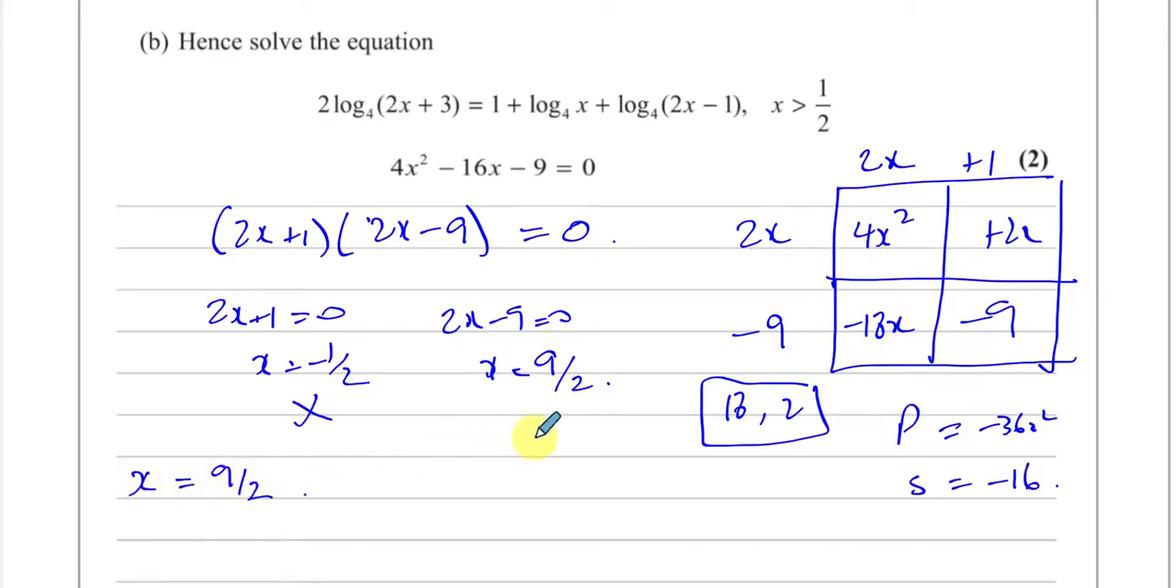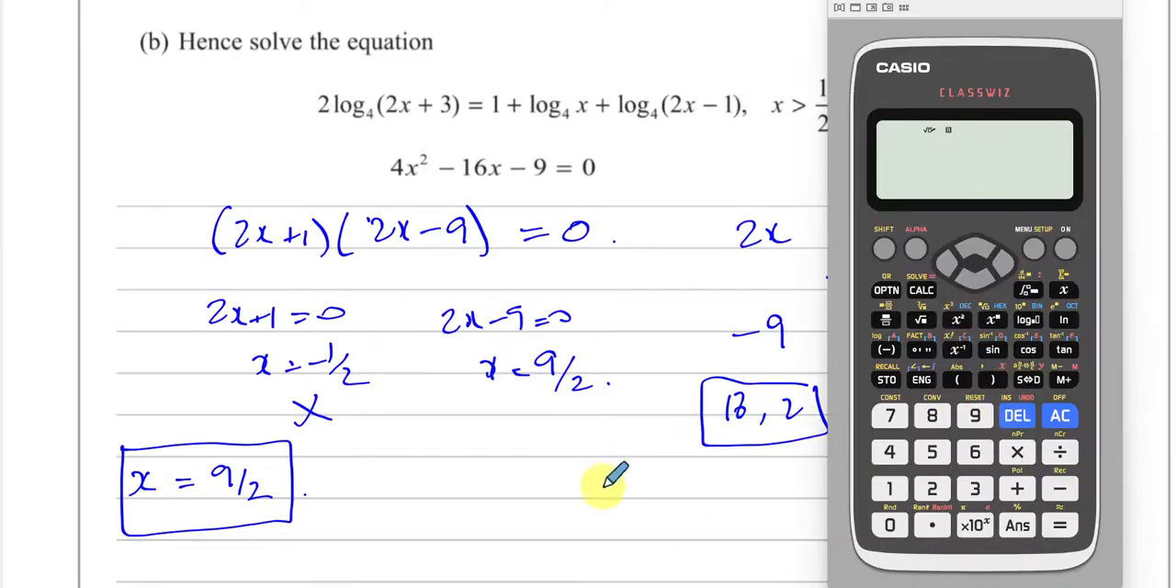So that is the answer to the question: x equals 9/2, x equals 4.5. That will make this positive, this positive, and this positive. And if you want to make sure you haven't made a silly mistake, you can just put this straight into here and see what it gives you on that side. So you have 2, and then log to the base 4 of 2 times 4.5, plus 3.